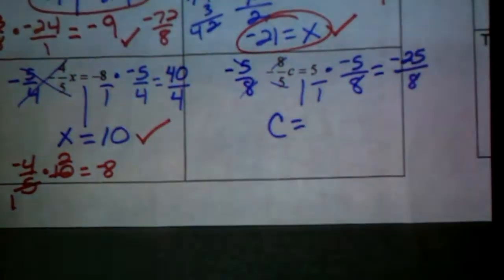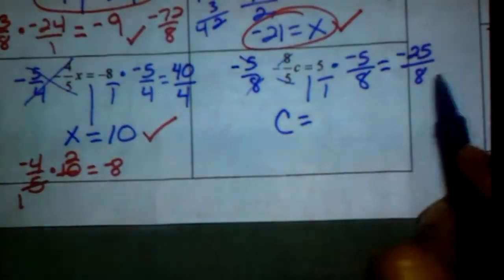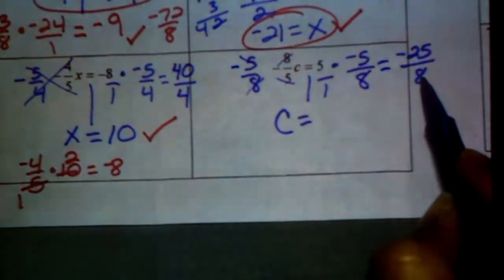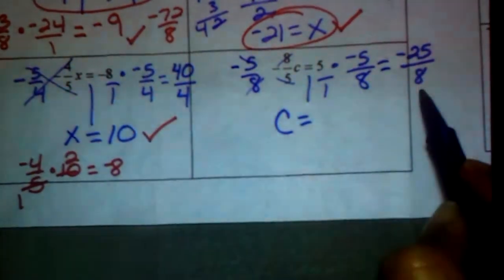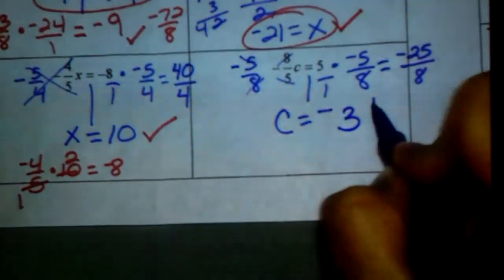Oh, no. Improper. I don't know how to do it. Okay, so we're going to say, how many times does 8 go into 25? Well, 8 times 3 is 24. Since the improper is negative, the mixed will be negative as well. 8 goes into 25 3 times with 1/8 left over.